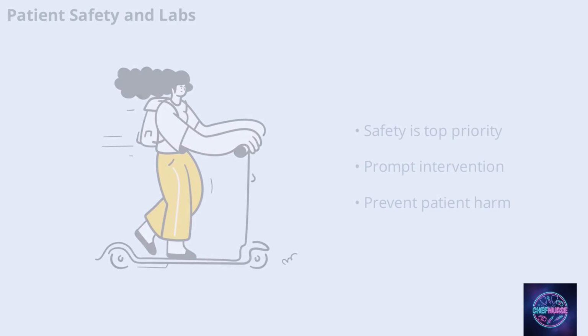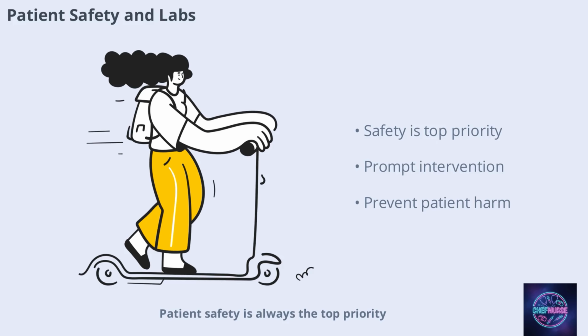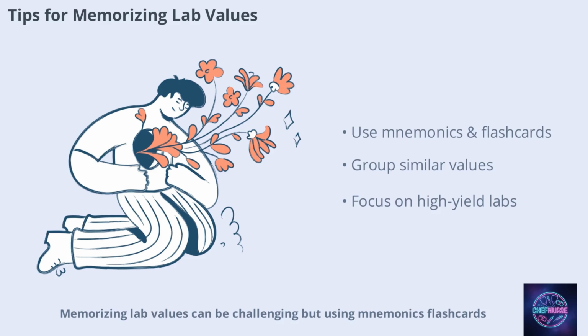Patient safety is always the top priority. Abnormal lab values can signal life-threatening conditions, so prompt recognition and intervention are essential. For the NCLEX, always think about how lab results impact patient safety and what actions you should take to prevent harm.